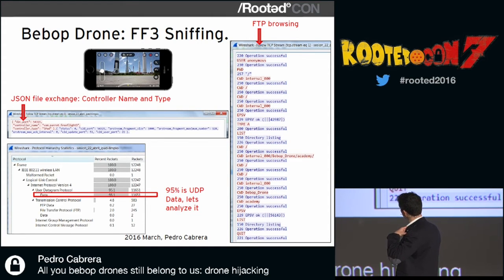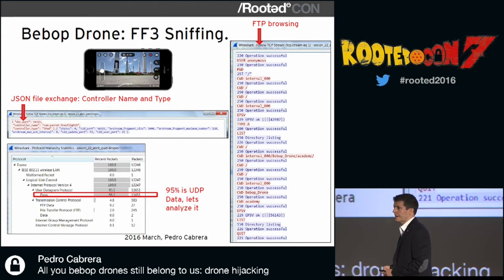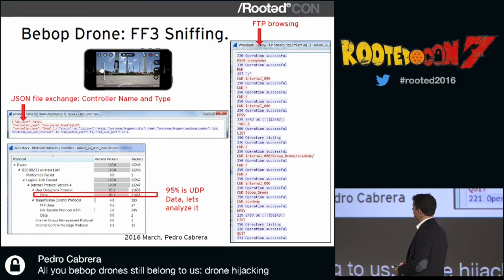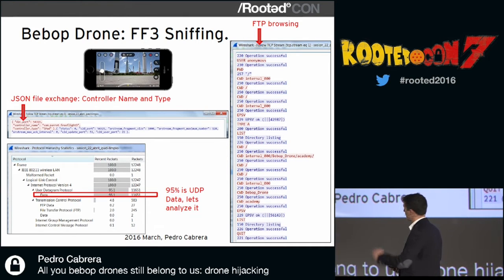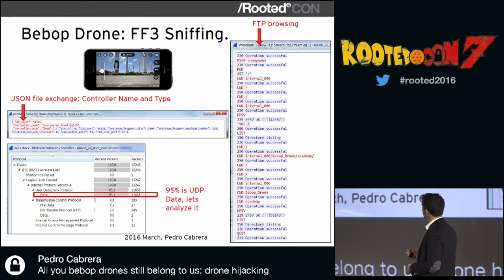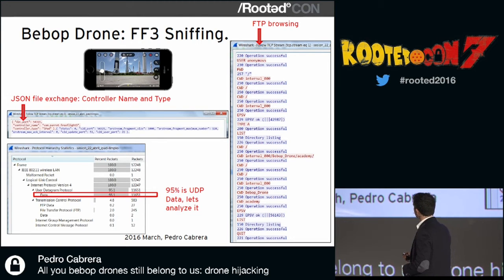The traffic from the client you can see upstairs. In my snapshot, I did a network discovery going to a fixed port. They exchanged a JSON. This is the client saying, this is the port. This is my controller name, and my type is an iPad. The drone answers back with this information in blue, and then it's confirmed by the port.